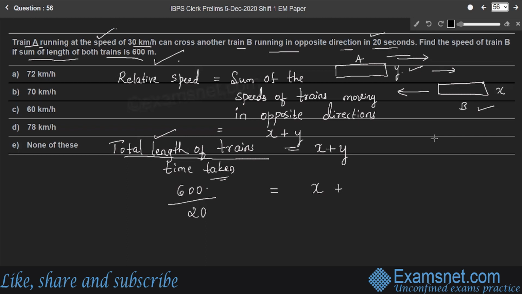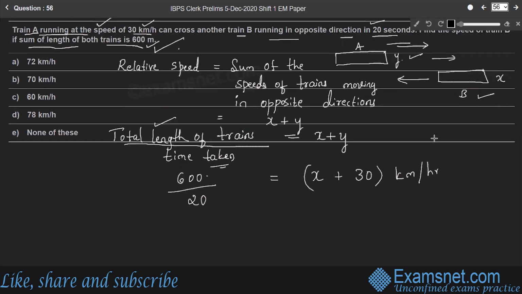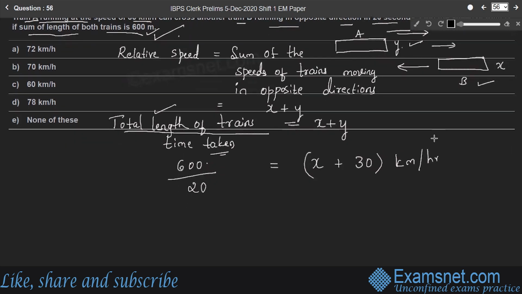In the question, train A is running at a speed of 30 kilometer per hour. So it is 30 plus x kilometer per hour. Now 600 by 20: 600 is in meters and 20 is in seconds, so it is better to express the RHS in terms of meter per second. So the RHS is x plus 30 kilometer per hour. How do we convert kilometer per hour into meter per second?